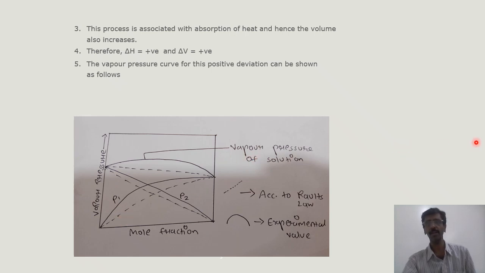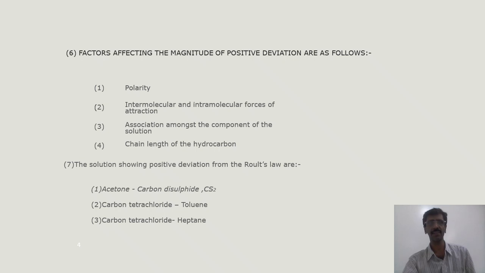All right, we now move on to the next point, and that is: what are the factors which affect the magnitude of the positive deviation? Okay, what are such factors? The deviation is positive, all right, but within positive deviation, somewhere there will be more positive deviation, somewhere less. So which factors are responsible for that?